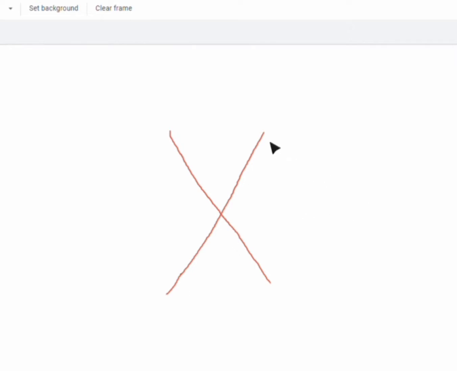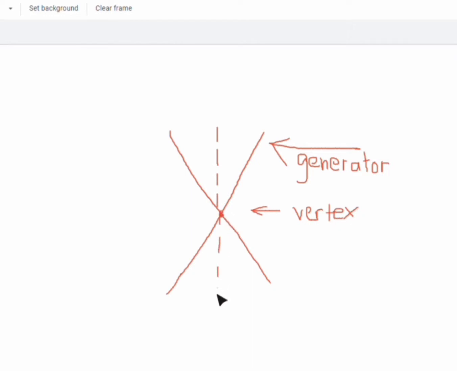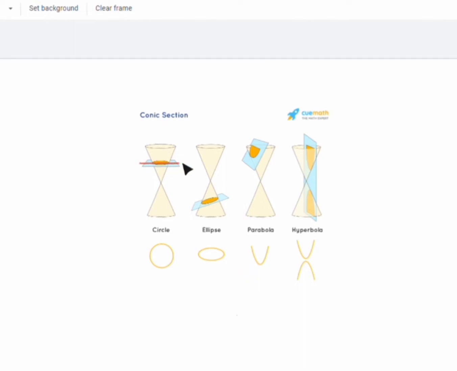The first part of our circular cone is the generator. The intersection of the two generators is called the vertex. And if I draw a vertical line that passes through the vertex, it is called the axis. Let's move on to our cutting plane. As you notice, the cutting plane is perpendicular to the axis. The intersection that is made is a circle.